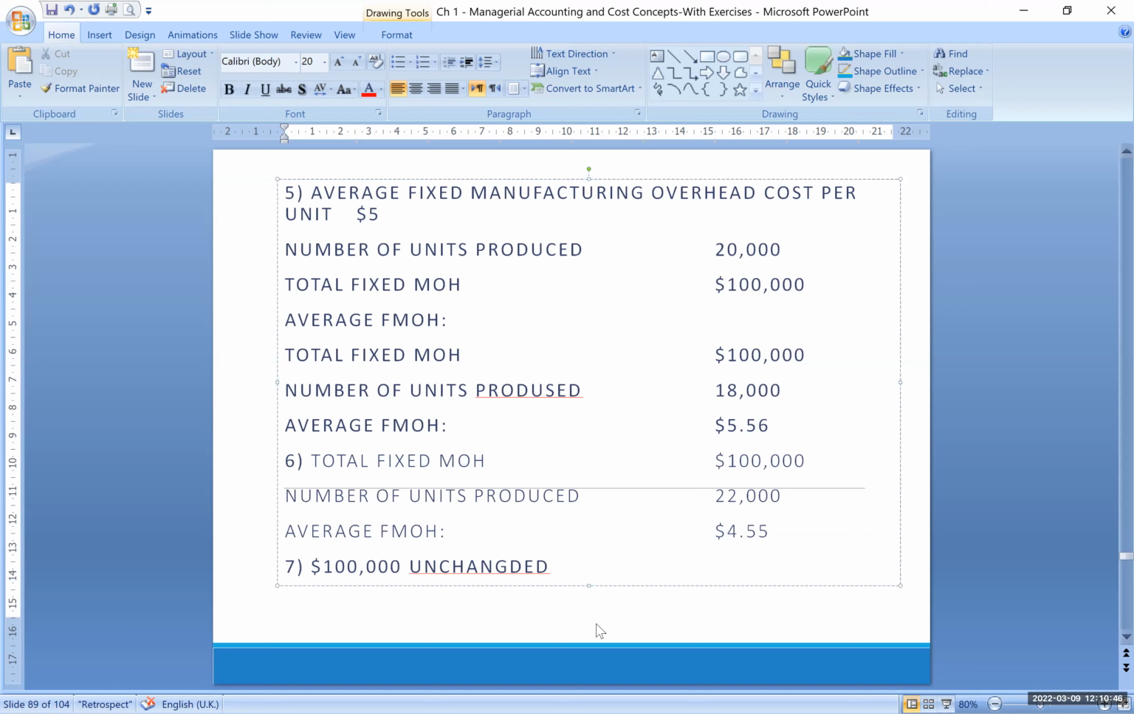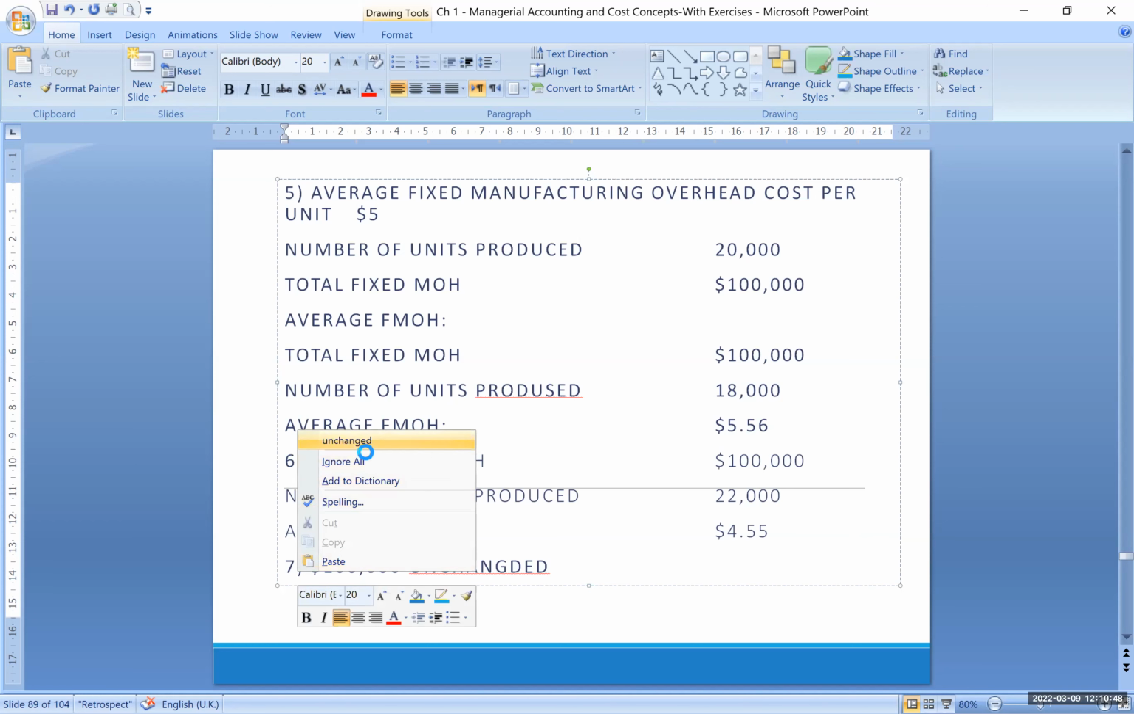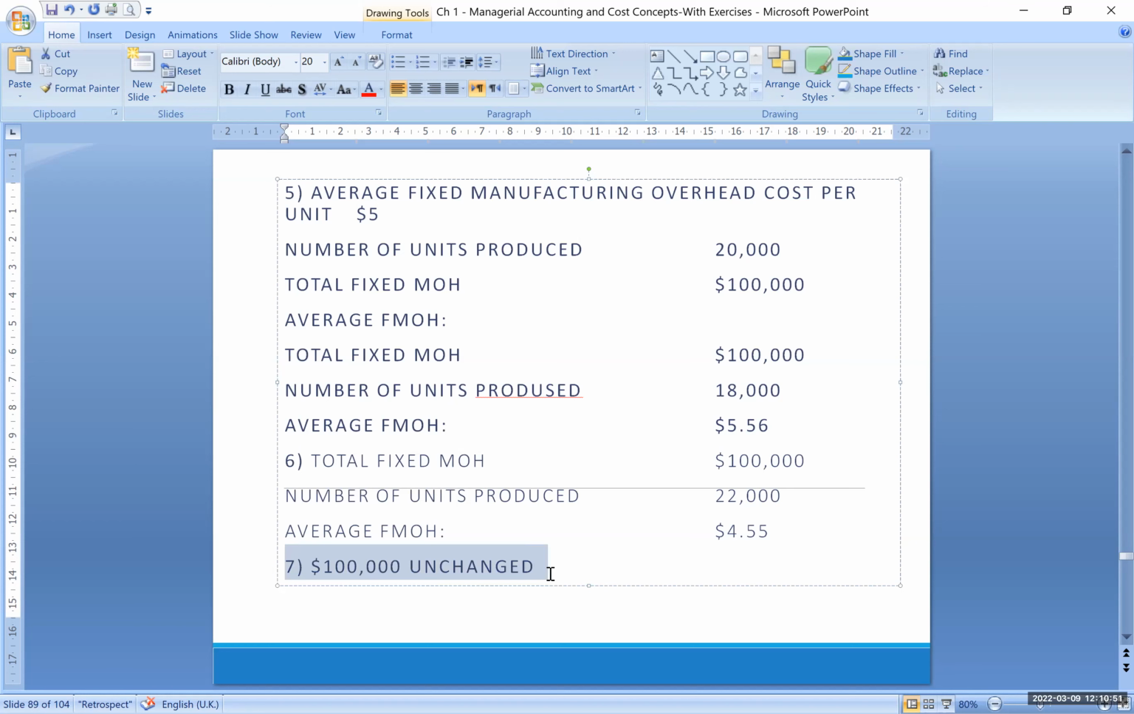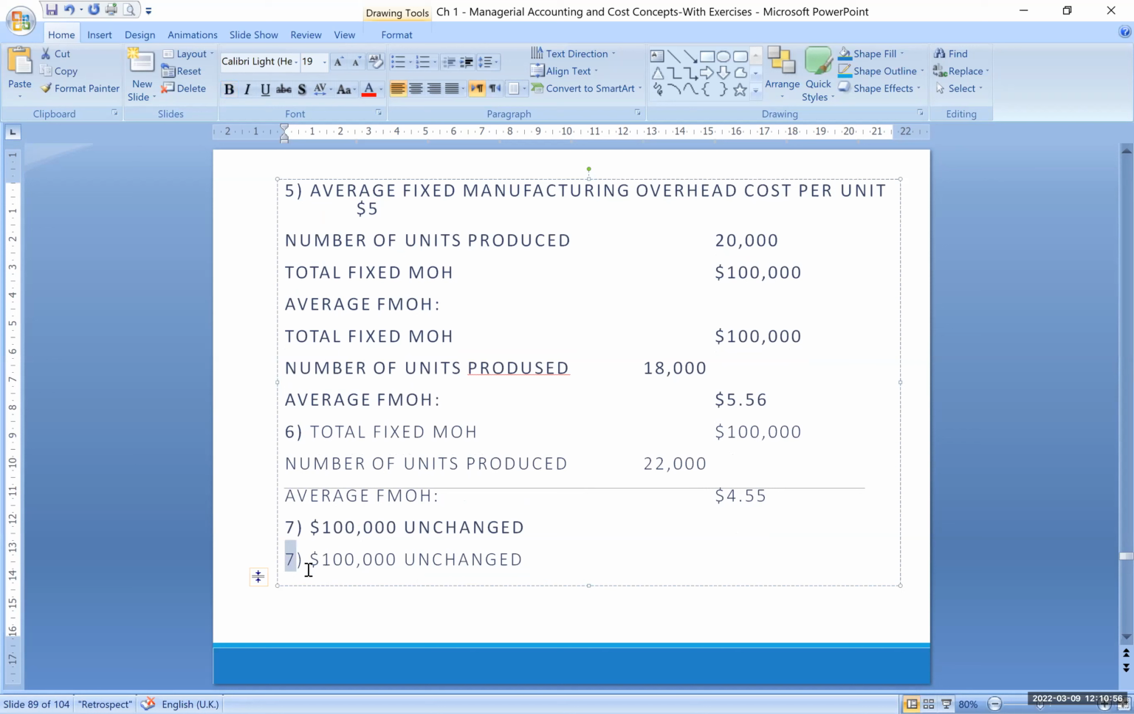And number 8, if we produce 22 or 18, this will be the same answer. So number 8, the answer is also 100,000 unchanged, because the fixed manufacturing overhead is paid depending on a level of 20,000 units. We are paying 100,000 regardless of the production. If we produce 18 or 22, we still need to pay for the 20,000 units, which equals 100,000.